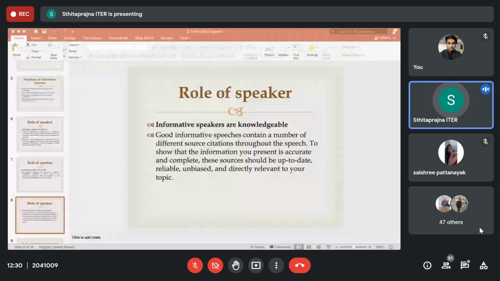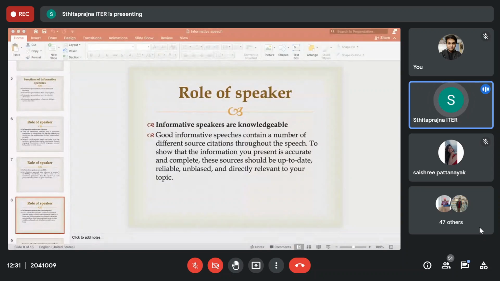So ensure that you have a lot of different citations, different sources, because the last slide before the thank you slide, you must have a list of sources that you have used for your speech. And I'll see to that. Okay, so good informative speeches must contain a number of different source citations. Very important. Different source citations throughout the speech.